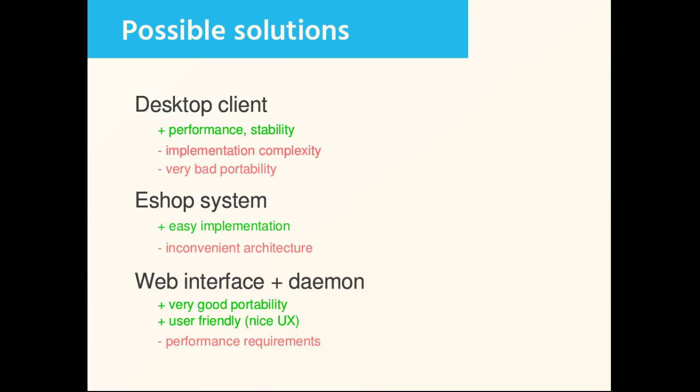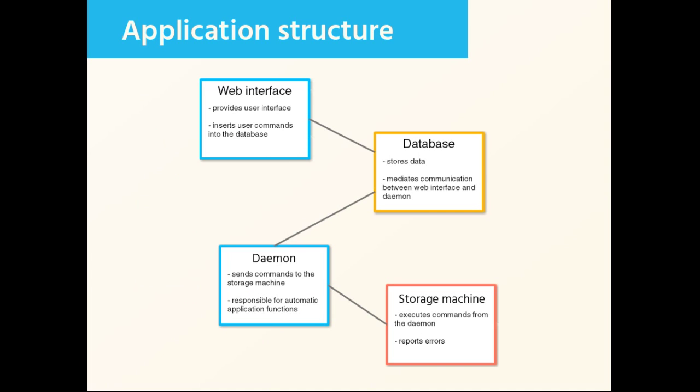I divided the application into three parts: web interface, database, and daemon. The web interface is the only thing the user sees when he uses the storage machine. It provides the user with a nice and intuitive user interface, and it stores his requests in the database. The database is responsible for storing all data and makes communication between the web interface and the daemon possible.